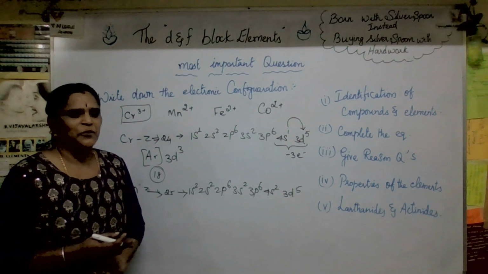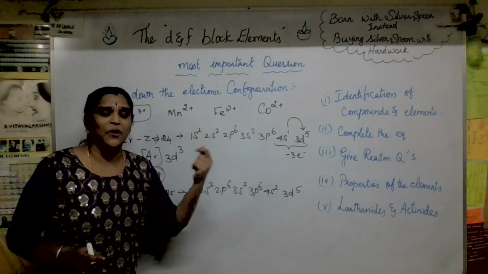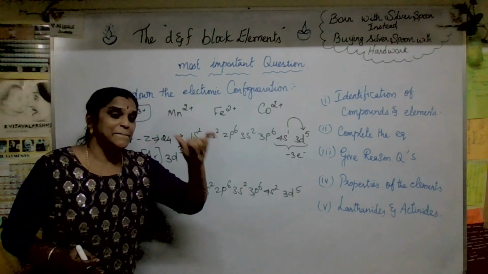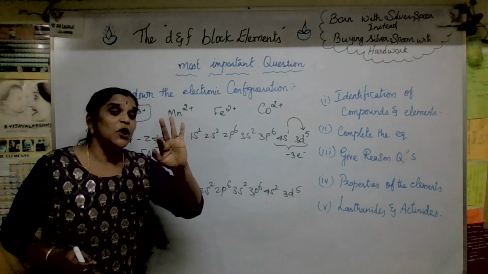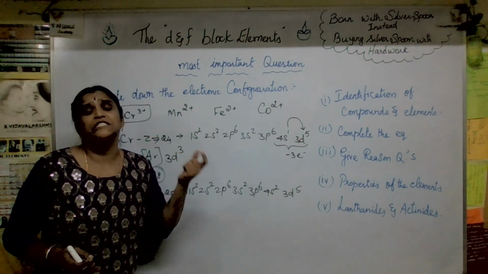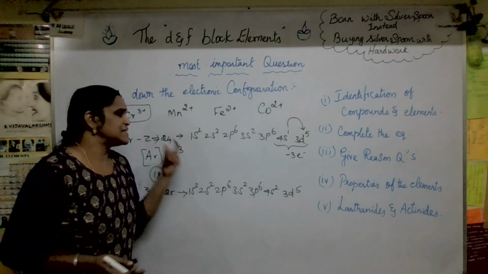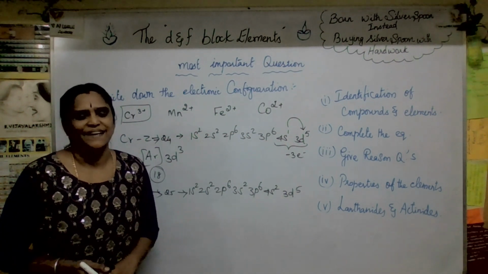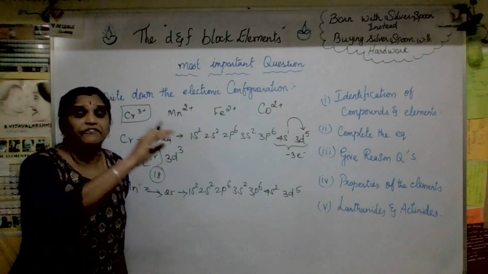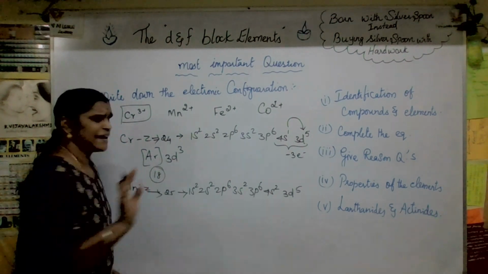Where you have to disturb are chromium and one more element from that first row: scandium, titanium, vanadium, chromium, manganese, iron, cobalt, nickel, copper, zinc. Copper and chromium are special. Why? Because of completely filled and half filled stability. These two elements are very famous in that category. There we have to disturb the configuration a little to bring it to half filled or completely filled. Remember that. Okay, this is the electronic configuration.